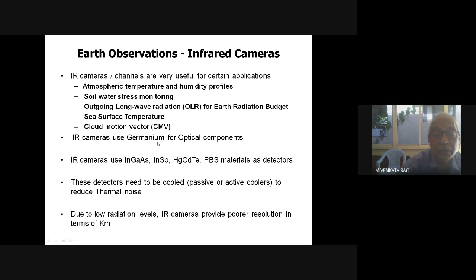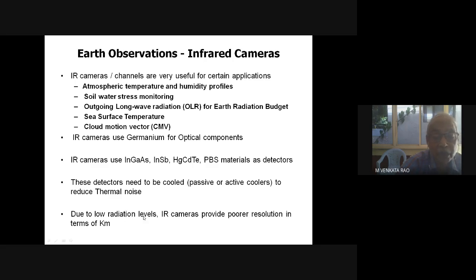Lenses are made with a material called germanium, which will pass infrared radiation. Normal glass will not allow IR radiation to pass through. Infrared cameras use, as I mentioned earlier also, indium gallium and certain materials with low band gap energies. Based on the radiation, for example, these two are used for short wave infrared radiation, and mercury cadmium telluride and lead sulfide are used for long wave thermal infrared, 10 micron, 12 micron type of bands. These detectors need to be cooled, passive or active, to reduce thermal noise.